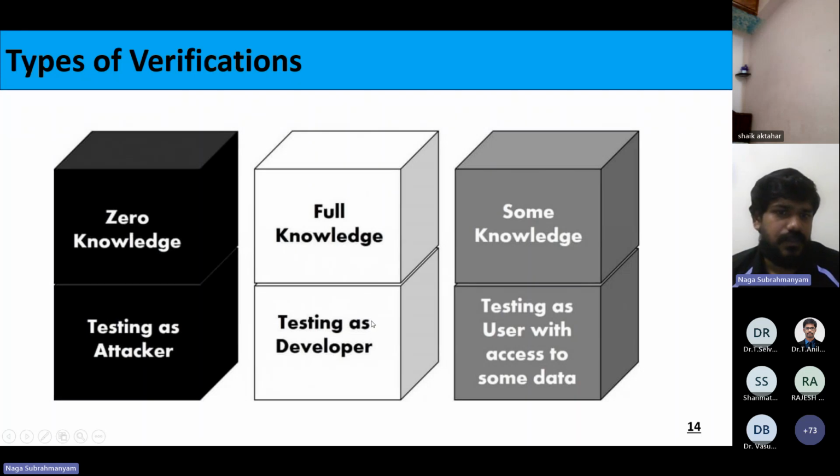Here, in white box, they provide complete access, so that you can understand the complete design and verify at a larger level. But in all three cases, the verification has to be effective, whether they allow you to access the design or not.